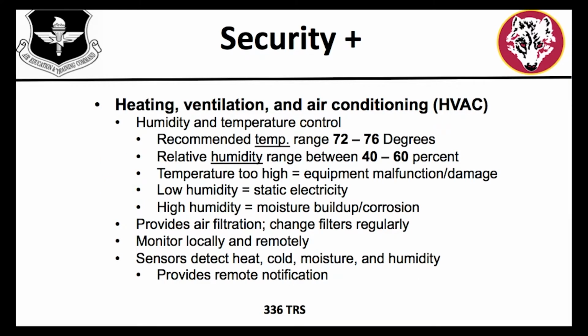HVAC stands for heating, ventilation, and air conditioning. So like we're saying, it does obviously provide some temperature controls. Now, what we're seeing here are some recommended ranges for your environments. And keep in mind, we're looking at HVACs, these big air handler systems that are going to manage or keep a specific range of temperature in degrees. 72 to 76 would be an ideal range.